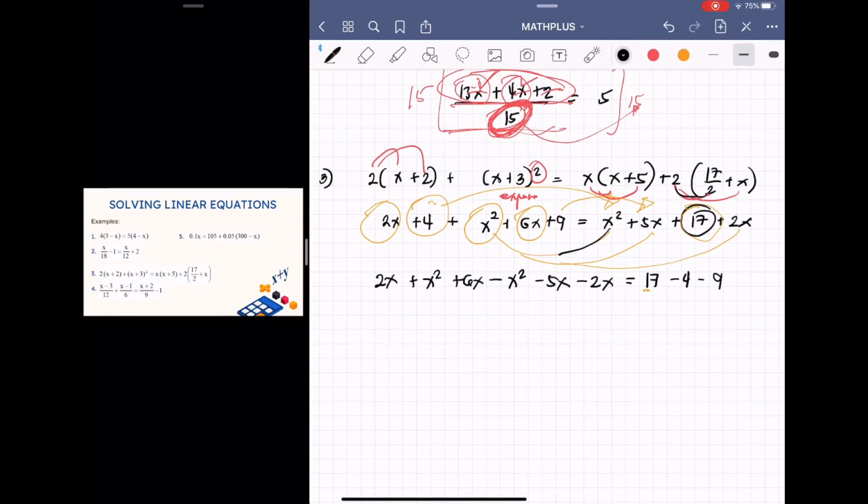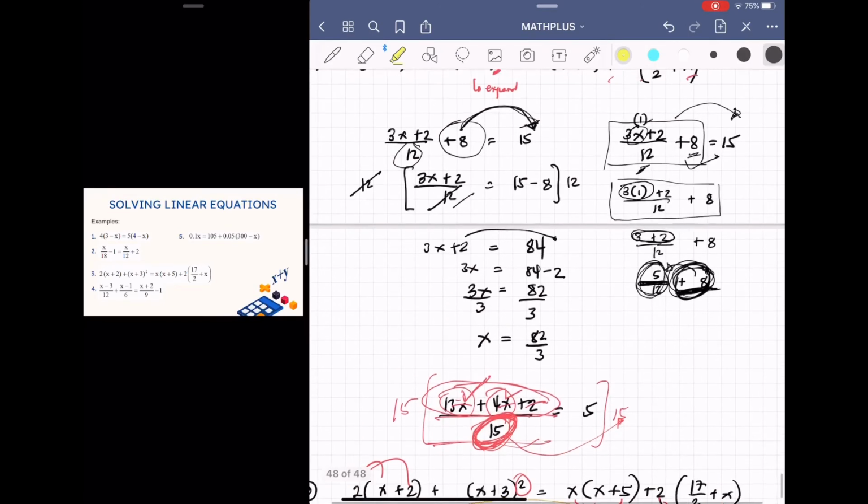And then I simplify each of the sides. So obviously, x squared will be cancelled because I have positive and negative of that. And then I can simply cancel also 2x because I have here negative 2x. In that case, I'll have 6x minus 5x. That will result to simply x, which is equivalent to 17 minus 4 minus 9. That gives me 4. Okay, and this is my answer.